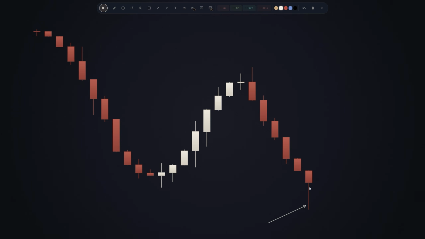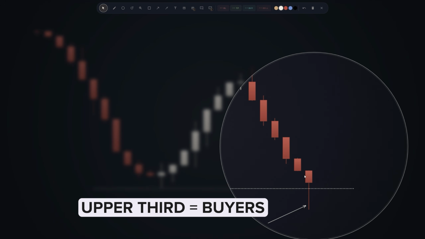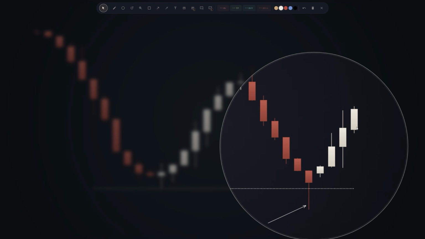Look at this candle. The lower wick is almost twice the body length, and it's poking into a level from yesterday. That wick is a receipt. Somebody tried to push lower, they got shut down, and the close tells you exactly who won. If the body lands in the upper third of the range, buyers won the auction, period.